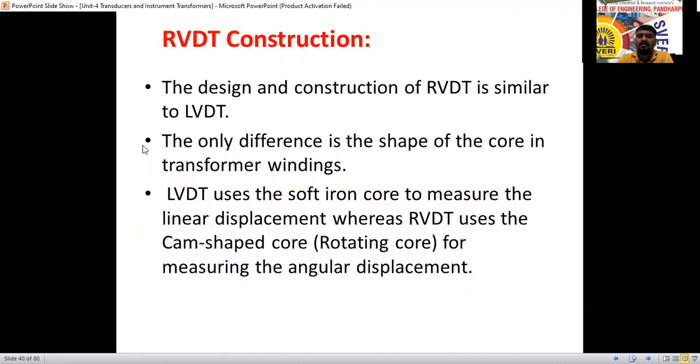Before that, the design and construction of RVDT is similar to LVDT, the linear variable differential transformer, but only the angular displacement is measured in the RVDT, whereas linear displacement is measured in the LVDT. The only difference is the shape of the core in the transformer winding. LVDT uses a soft iron core to measure linear displacement, whereas RVDT uses a cam-shaped rotating core for the measurement of angular displacement.